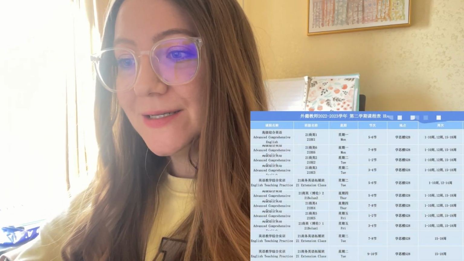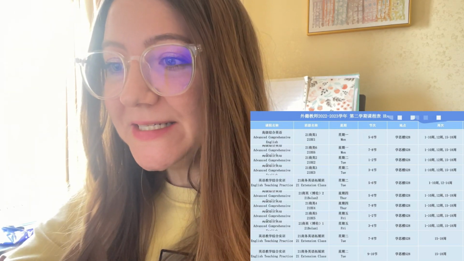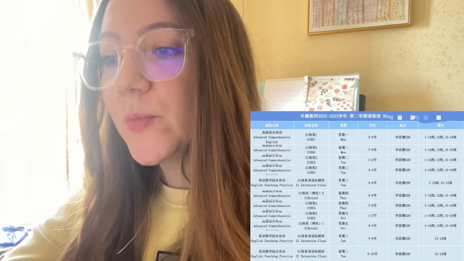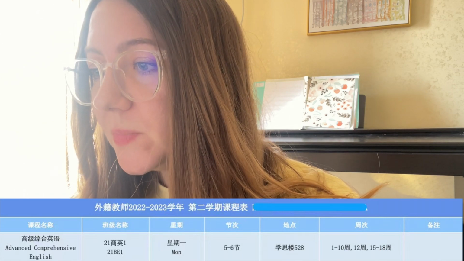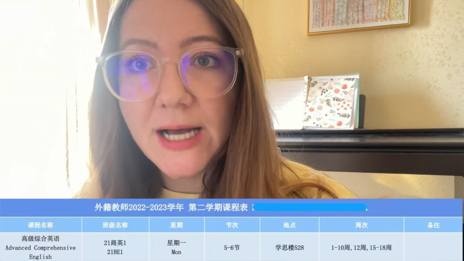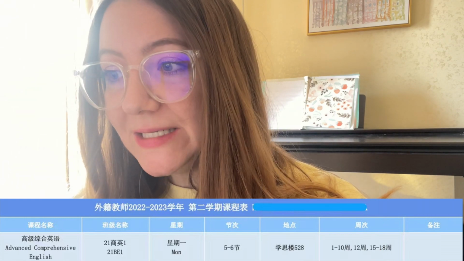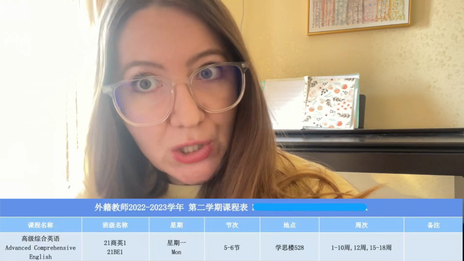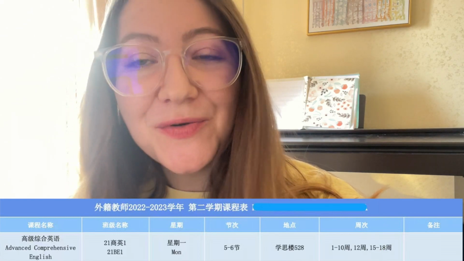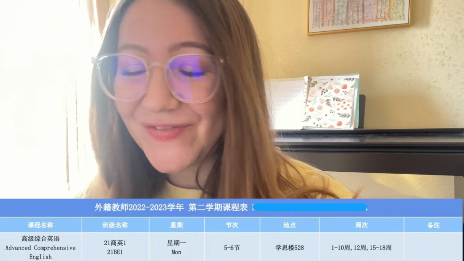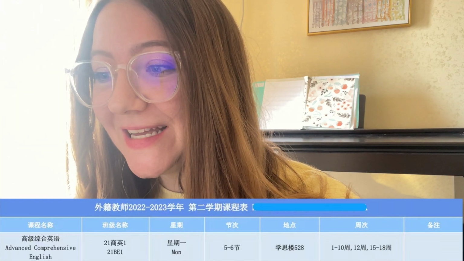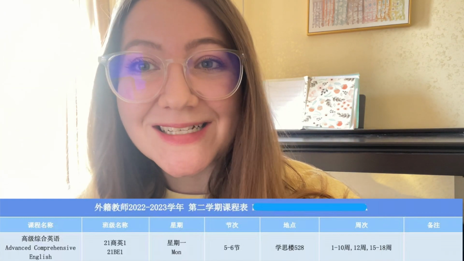So it looks crazy and half of it is in Chinese, but that advanced comprehensive English is the class that I'm looking at. So it looks like I have this class from weeks 1 to 10. We don't have week 11. We have week 12. We don't have weeks 13 to 14, and then we have weeks 15 to 18. My goodness, this semester is a mess.